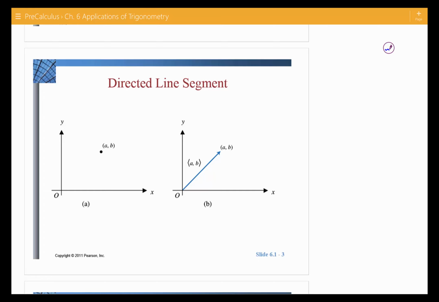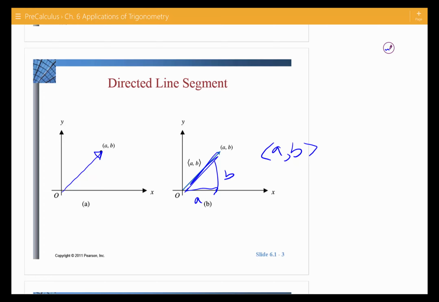So it is basically a little ray, but not a ray because a ray goes on forever in one direction. It's a directed line segment that goes from one point to the other, like from 0, 0 to A, B. So basically this vector goes over A and up B. All right, so we write it <A, B> with the vector brackets like that.